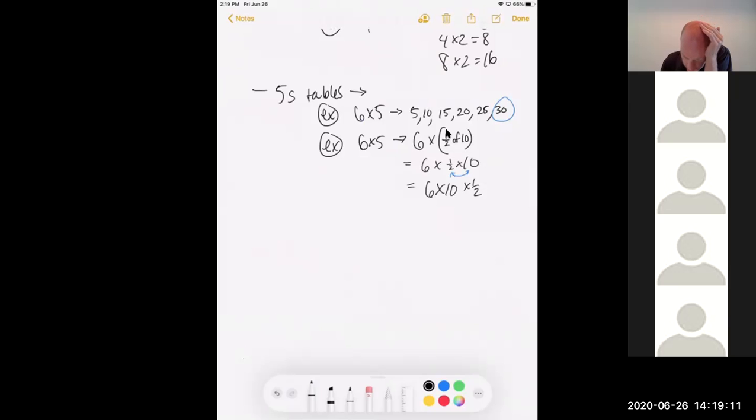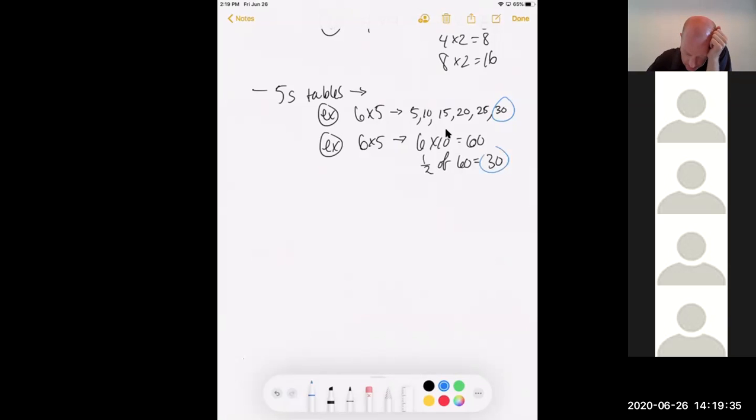I was going to go less formal on this part of the class. So what we do is 6 times 10 is 60. Half of 60 is equal to 30. So that's how we do it on this one. Any questions on that approach?